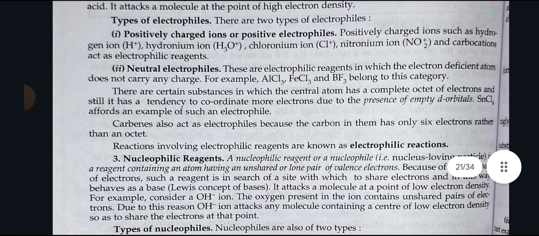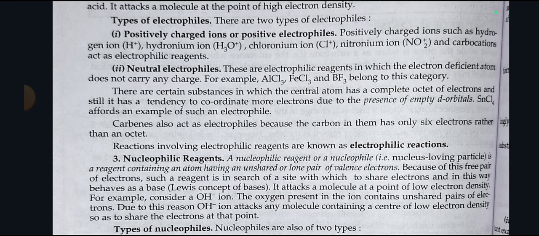Types of electrophiles. There are two types of electrophiles. First, positively charged ions or positive electrophiles. Positively charged ions such as hydrogen ion H+, hydronium ion H3O+, chlorinium ion Cl+, nitronium ion NO2+, plus carbocations act as electrophilic reagents.